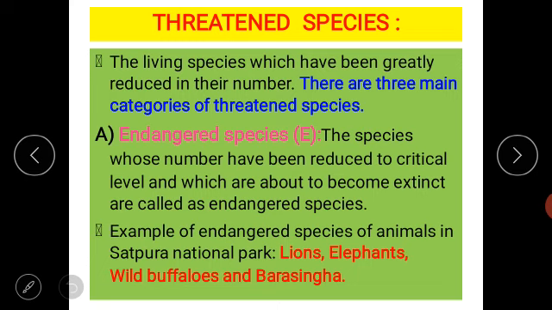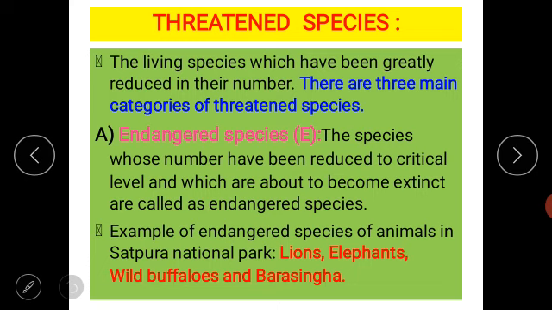Threatened species. The living species which have been greatly reduced in their number. There are three main categories of this threatened species. Threatened species means organisms are present in the forest, but they are present to a very small extent. Very small number of these organisms is present in the forest. It's called threatened species. And there are three categories of threatened species.